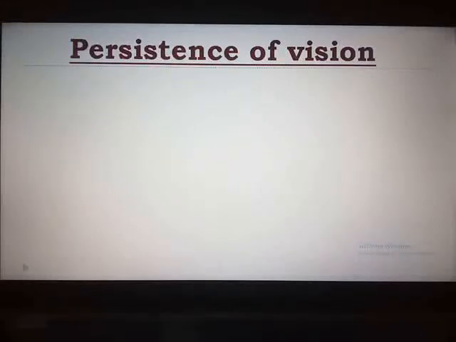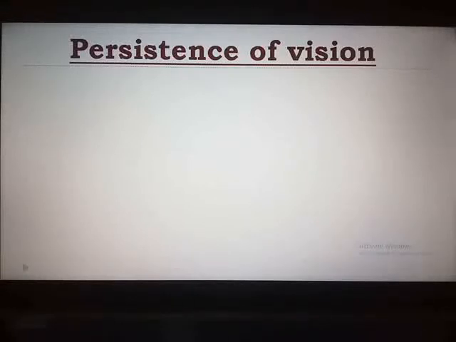Look at the word persistence. Vision means whatever you can see, and persistence means staying there for some amount of time. Now you all know that you can see any object because the eye lens present in your eye creates the image of the object on the retina, which is the light sensitive screen, and this image stays on the retina as long as the object is in front of you.